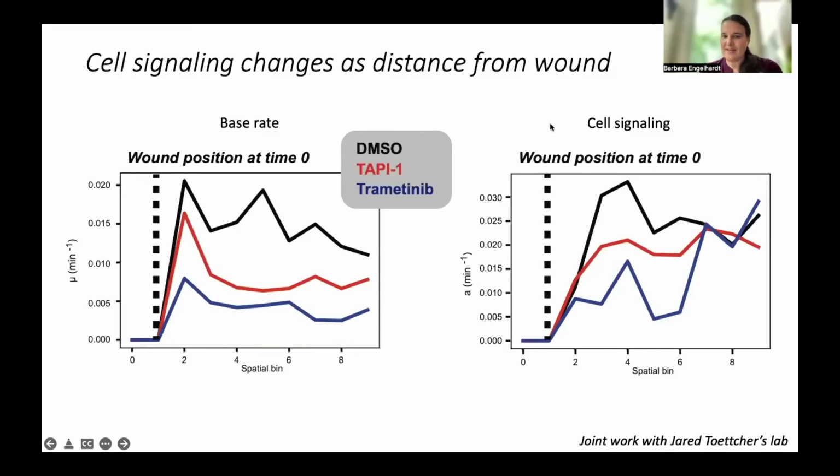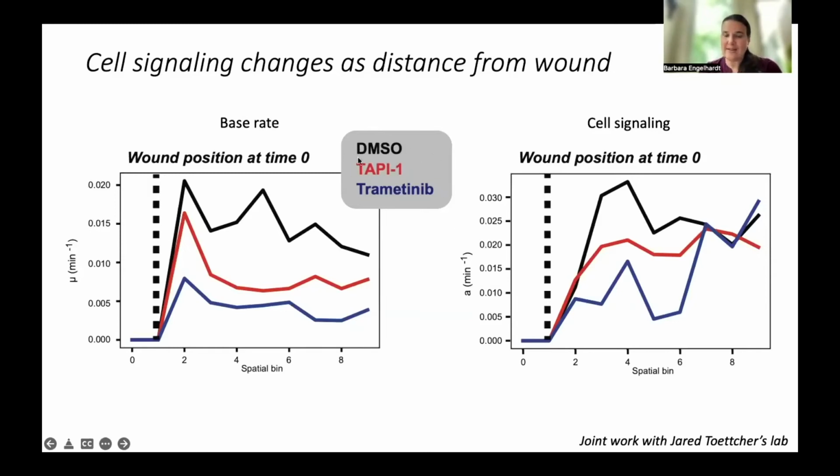Here the dotted lines in each of the images are the location of the wound. And in these spatial bins, which represent distance from the wound, you can see that the base rate of pulsing and the cell signaling change pretty drastically. DMSO is the control. The base rate of pulsing starts out really low, then goes up and then goes back down to steady state. Similarly with cell signaling, it shoots up and then goes down to steady state.